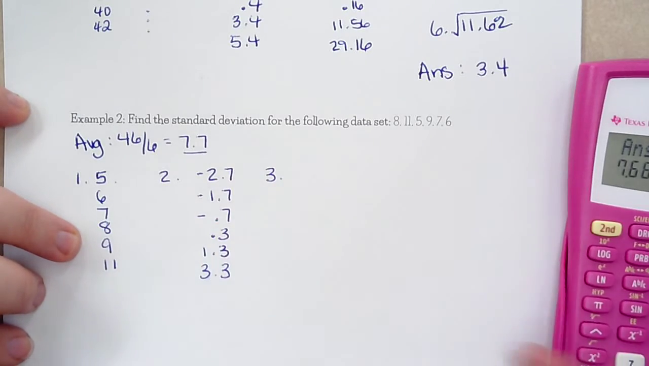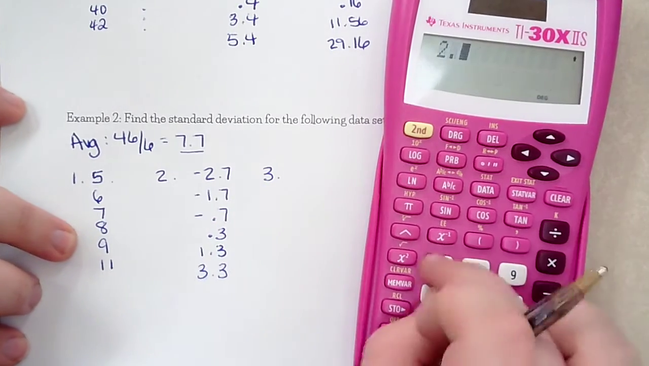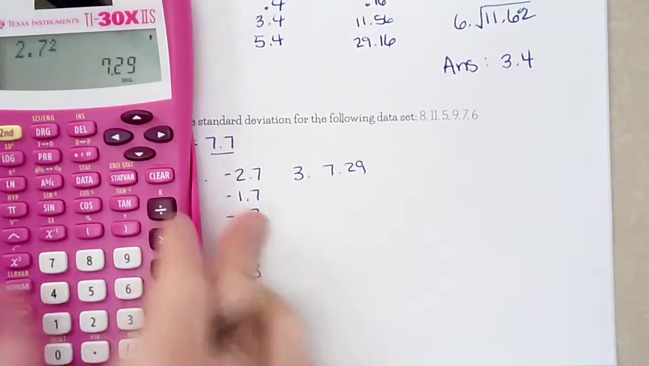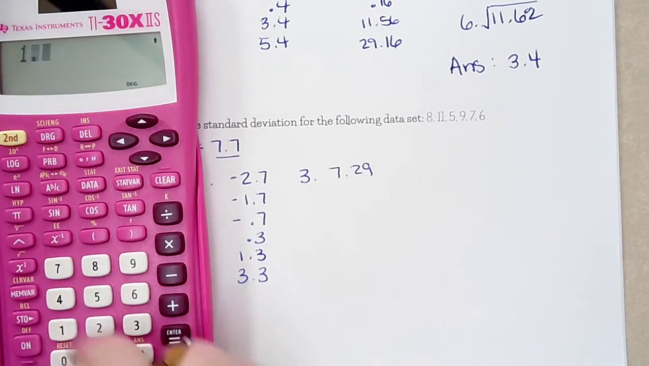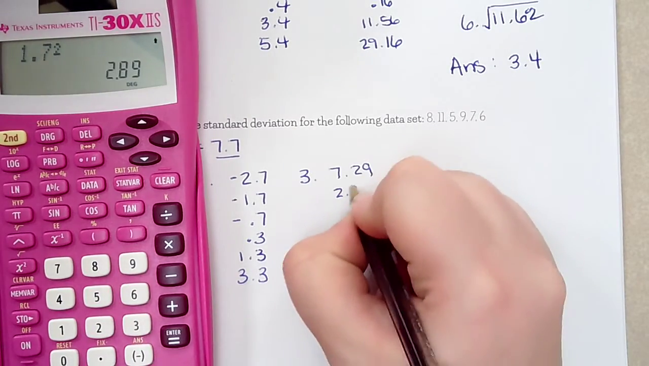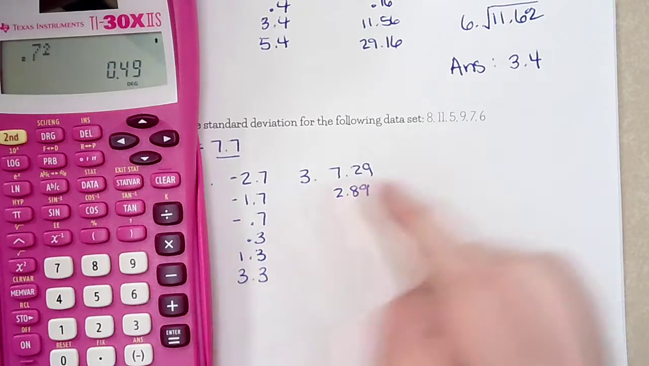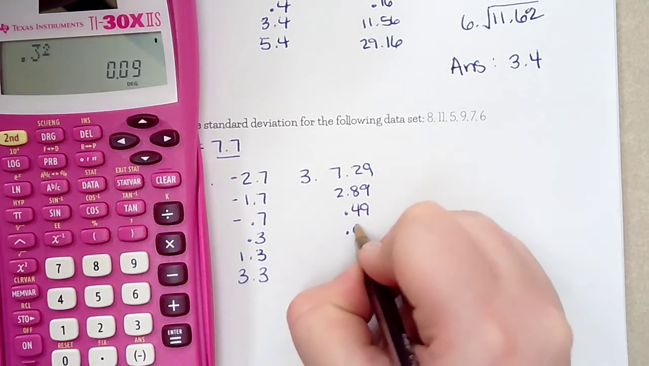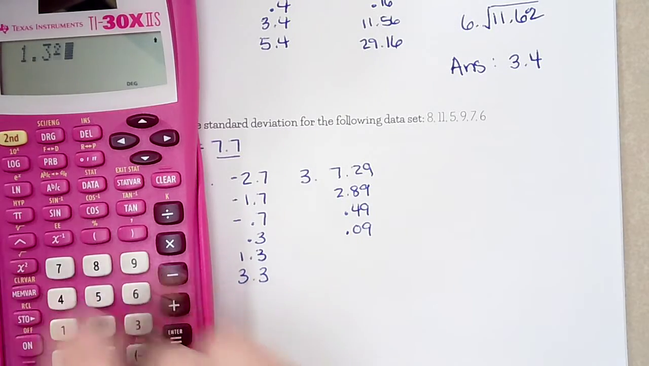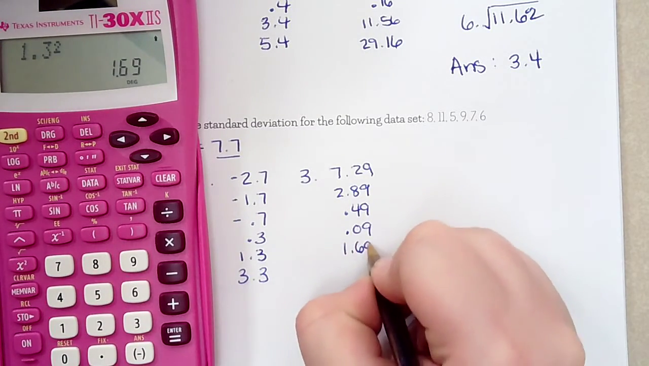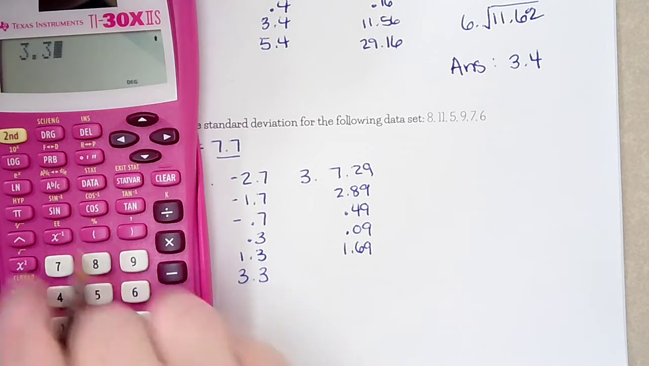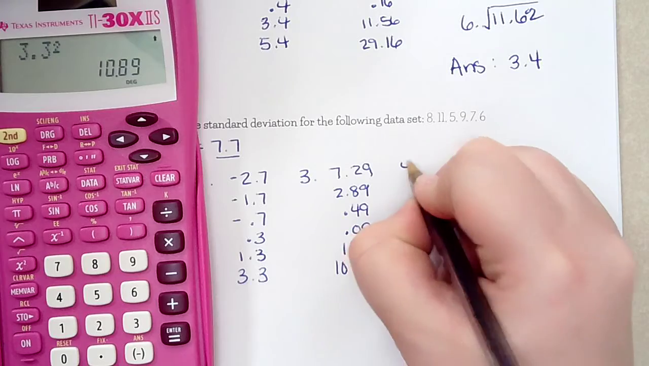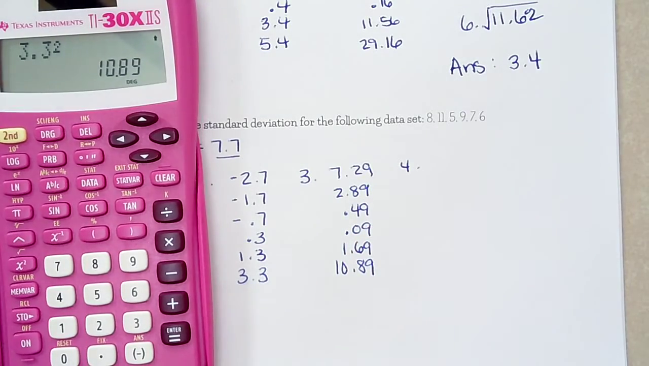And I just subtracted the average from each of these numbers. All right, column 3, we're going to square each result. 2.7 squared, 7.29. 1.7 squared, 2.89. 0.7 squared, 0.49. 0.3 squared, 0.09. 1.3 squared, 1.69. 3.3 squared, 10.89. All right, step 4 says we add those results.